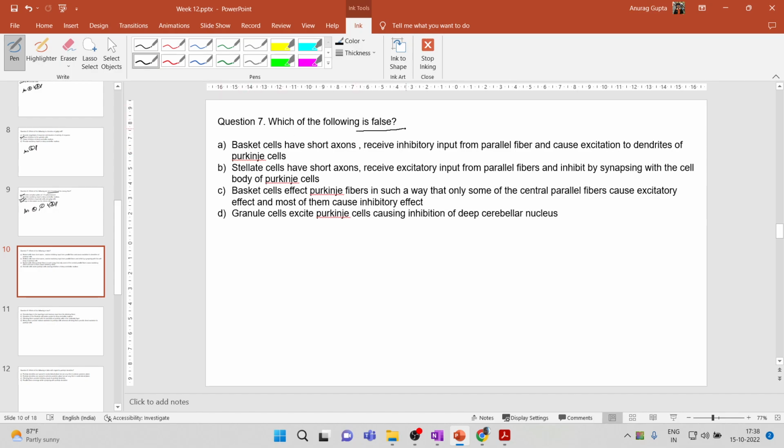Which of the following is false? Basket cells have short axons and receive inhibitory input from parallel fibers and cause excitation to the dendrites of the Purkinje cells. This is false because first of all they don't have short axons, and they don't receive inhibitory input from the parallel fibers. They receive excitatory input, and they actually cause an inhibition to the cell body of the Purkinje cells. So this is a false statement.